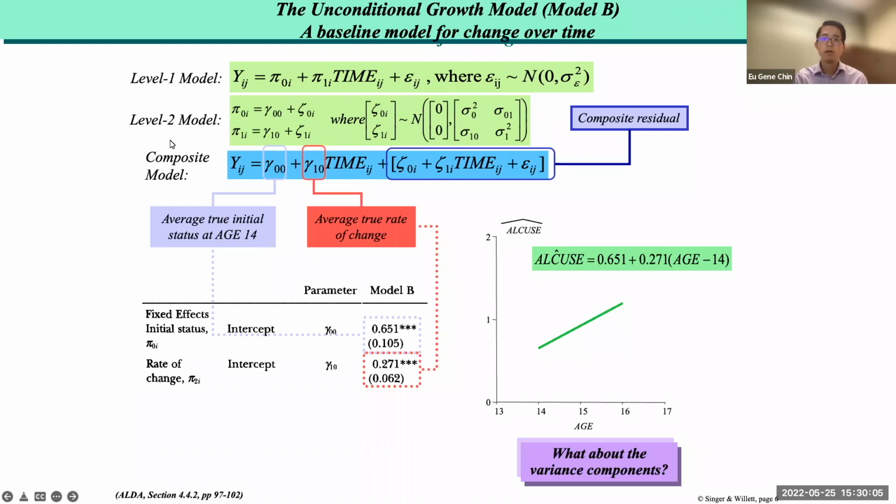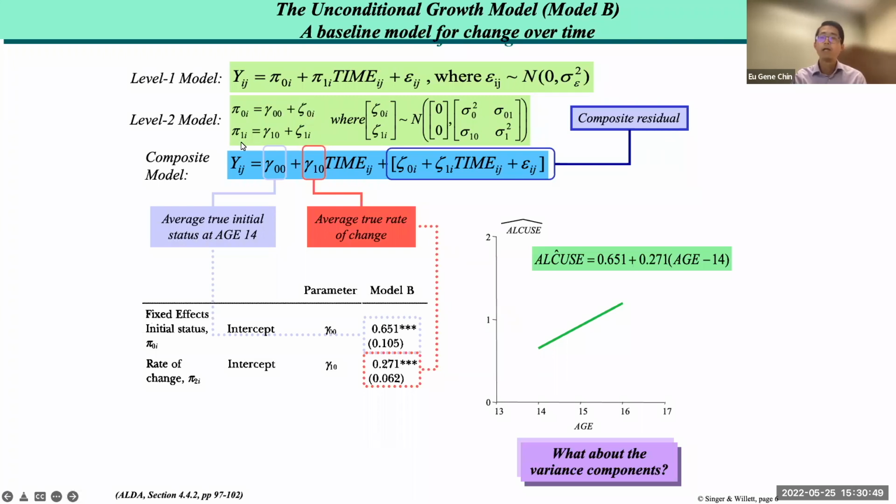Now, at the level 2 submodel, those two fixed effects that we just talked about, pi subscript 0i and pi subscript 1i, are now outcomes at the level 2 model. So pi subscript 0i, which again is the estimated true intercept of the individual change trajectory for each person, is going to be a function of gamma subscript 0. Gamma subscript 0 represents the estimated intercept of the population average change trajectory, plus deviations from this population average change trajectory. This is captured by zeta subscript 0i.